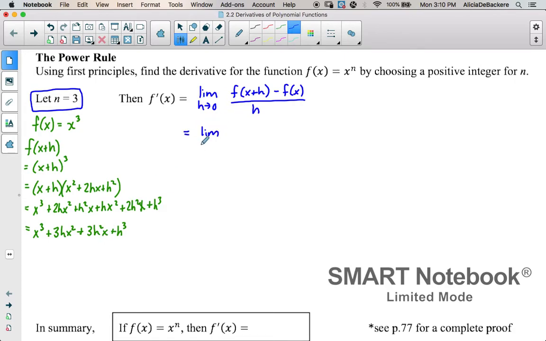Again, though, this development, you don't need to know this part here. We're coming up with a rule that we're going to put into the box down here. So I'm going to substitute in my expanded f at x plus h. You can see now why I didn't want to use n equals 5 or something like that. And then I'm going to subtract f at x, which we said was just x cubed.